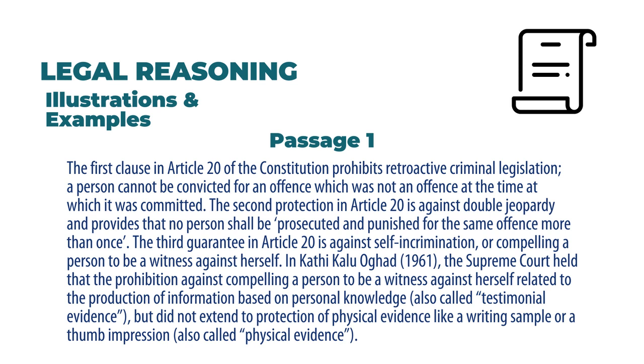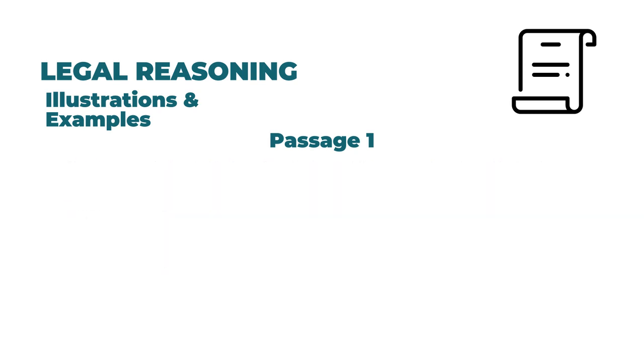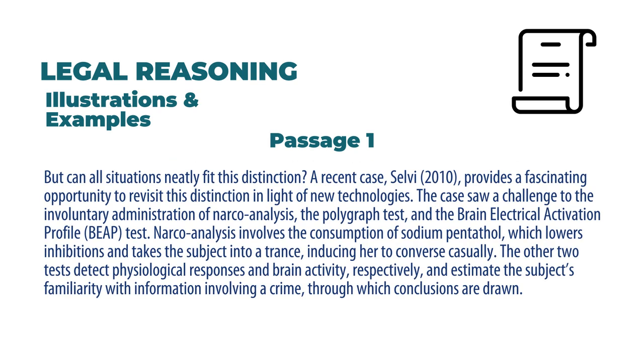In Kati Kalu Oghad, the Supreme Court held that the prohibition against compelling a person to be a witness against herself related to the production of information based on personal knowledge, also called testimonial evidence, but did not extend to protection of physical evidence like a writing sample or a thumb impression, also called physical evidence. But can all situations neatly fit this distinction? A recent case, Selvi, provides a fascinating opportunity to revisit this distinction in light of new technologies.